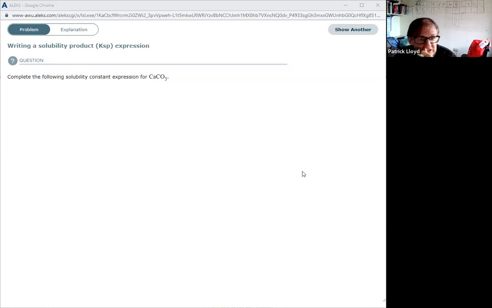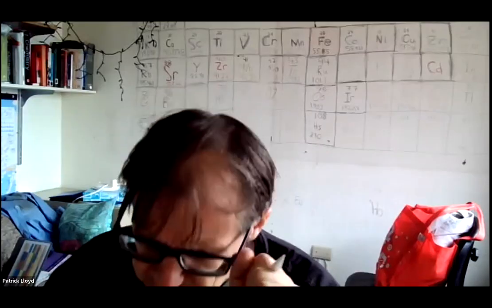Okay, so this is CaCO3, calcium carbonate, right? CaCO3. So again, we just need to know what the ions are. So I'm going to write out the chemical equation, and then I'm going to write out the expression for KSP. This one's a pretty easy one.